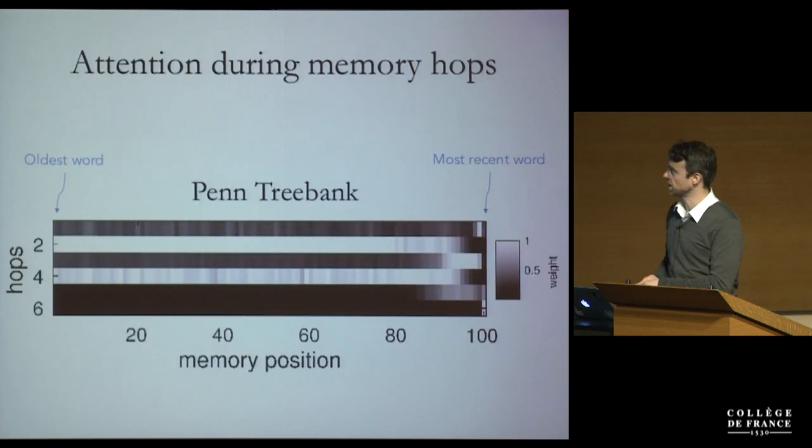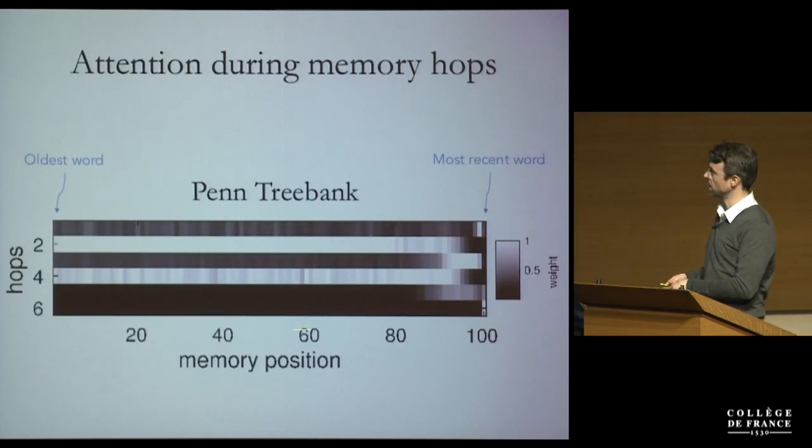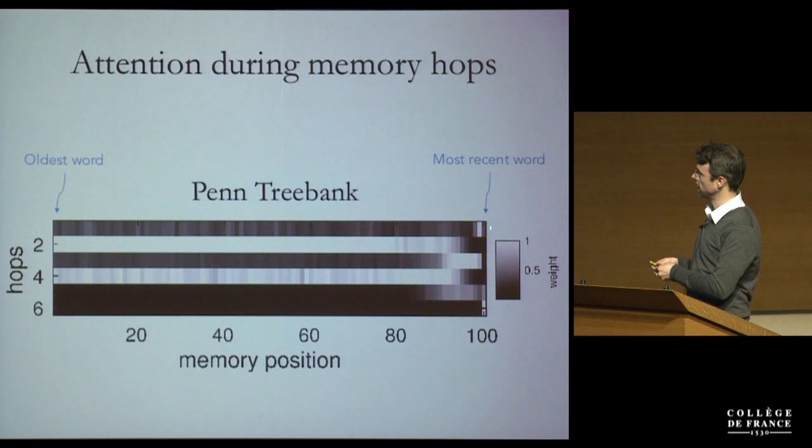And we can visualize the attention. This is using a memory of size 100. This is the most recent word here. And this is the output of that softmax vector at the different memory hops. There are 6 memory hops in this model. And this is the oldest word, 100 words previously. And this is the immediately preceding word.